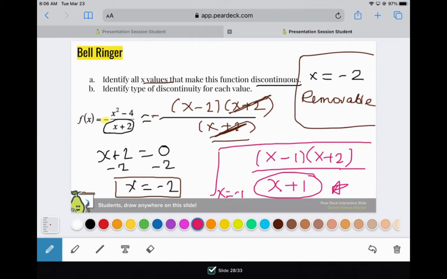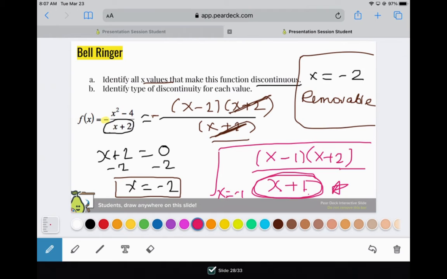Now I ask myself, can I cross out this x plus 1? Do I have a common factor for me to cancel it out? On the top is x minus 1, on the bottom is x plus 1. So it's not a common factor. I cannot cancel it out. If I cannot cancel it out, what you can say is that it's not continuous at negative 1, and it's non-removable because I cannot cancel out the factor on the denominator.